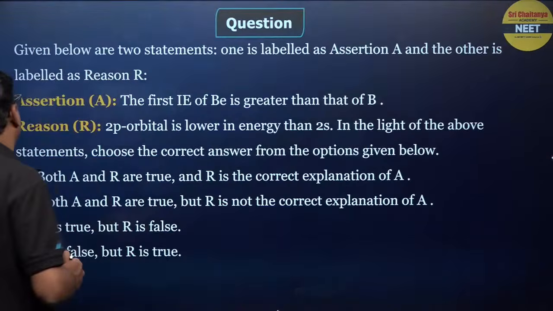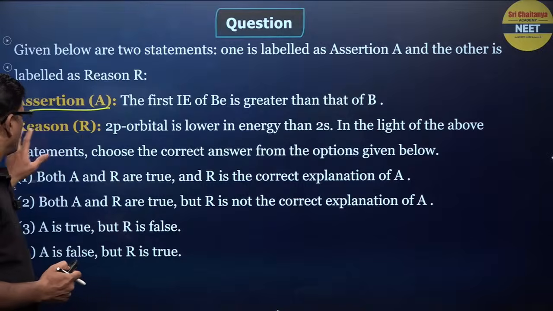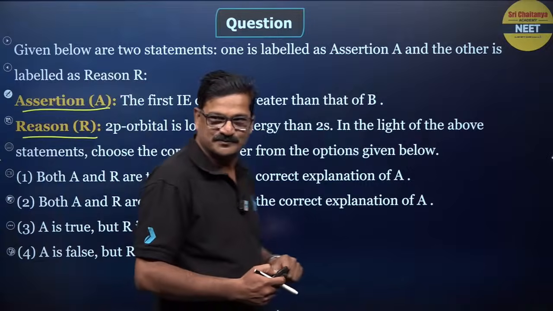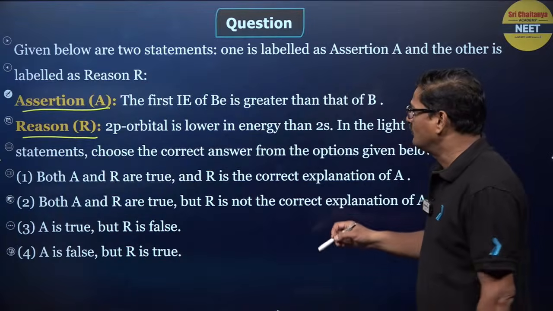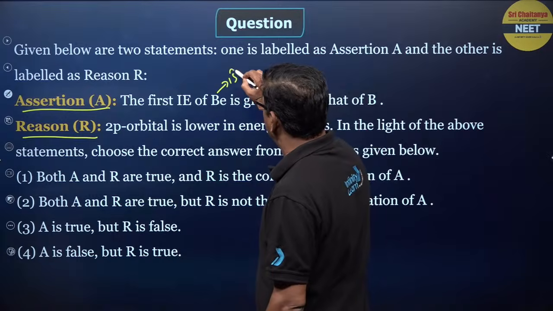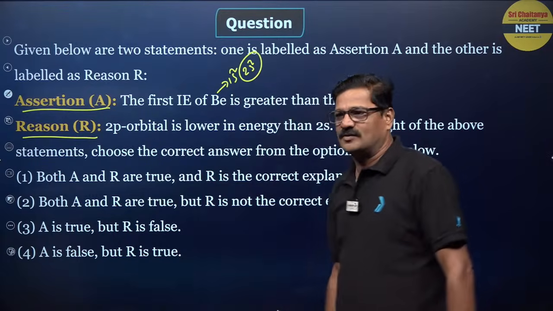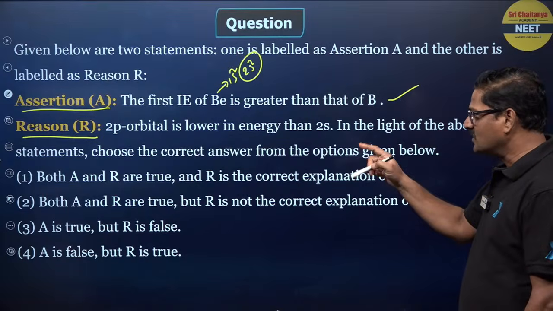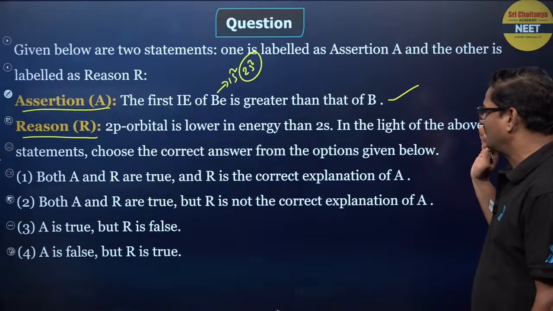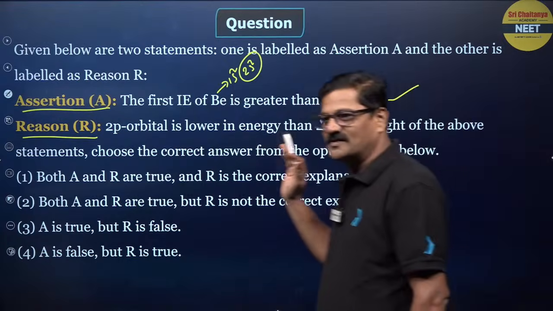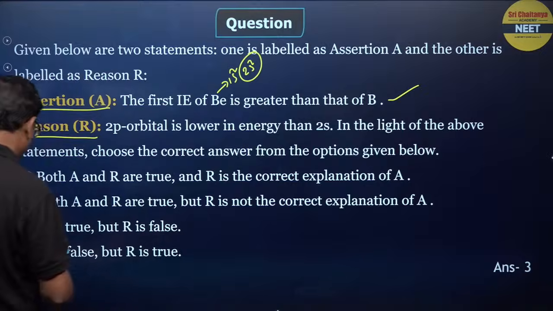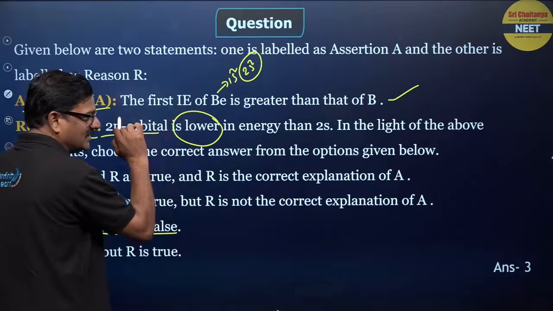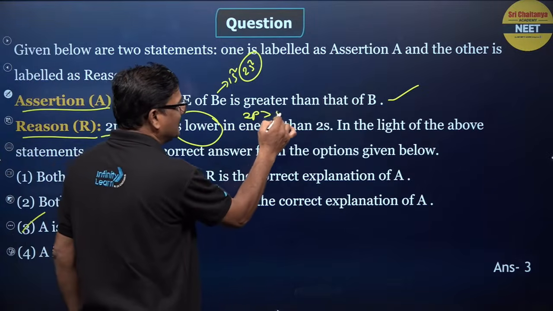Let's see one more question here. Given below are two statements, assertion and reason: the first ionization energy of beryllium is greater than that of boron. Isn't it true? Beryllium has 1s2, 2s2 symmetrical electronic configuration, so it is true. And 2p orbital is lower energy than that of 2s orbital. So what could be the answer for this question? The answer is going to be 3. A is true, R is false. So 2p orbital should be greater than 2s orbital.